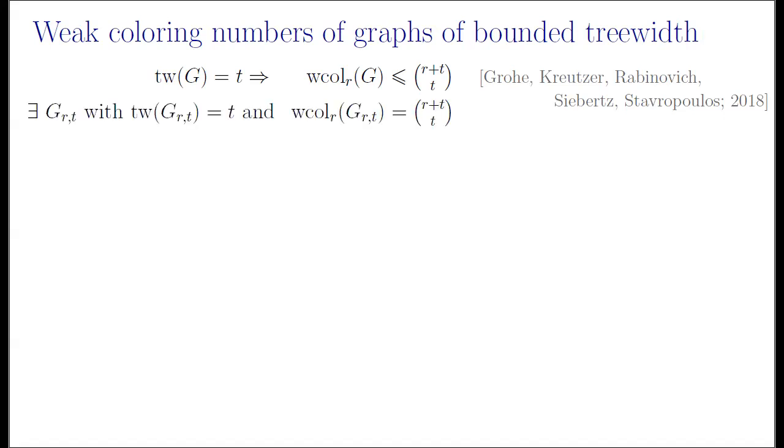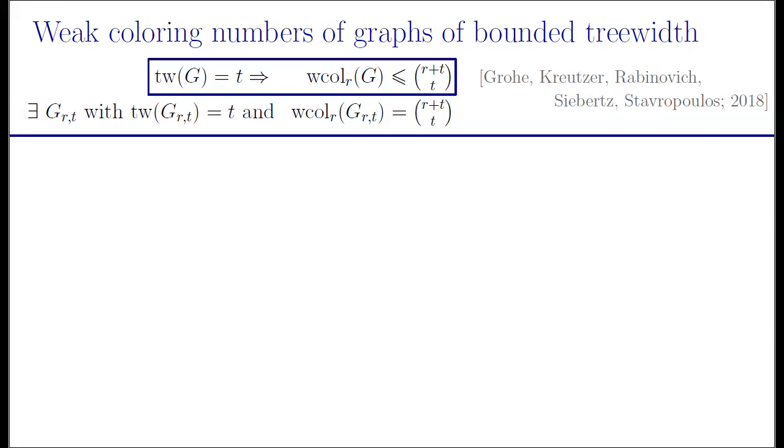So there is an example, G_{r,t}, which we should remember because I will use this construction many times. I will also show it in a moment, but for now we can just remember that it is a graph with treewidth t, such that we attain this bound. Okay. So I will try to show you, at least sketch, both things, the upper bound and the construction. Let's start with the upper bound.